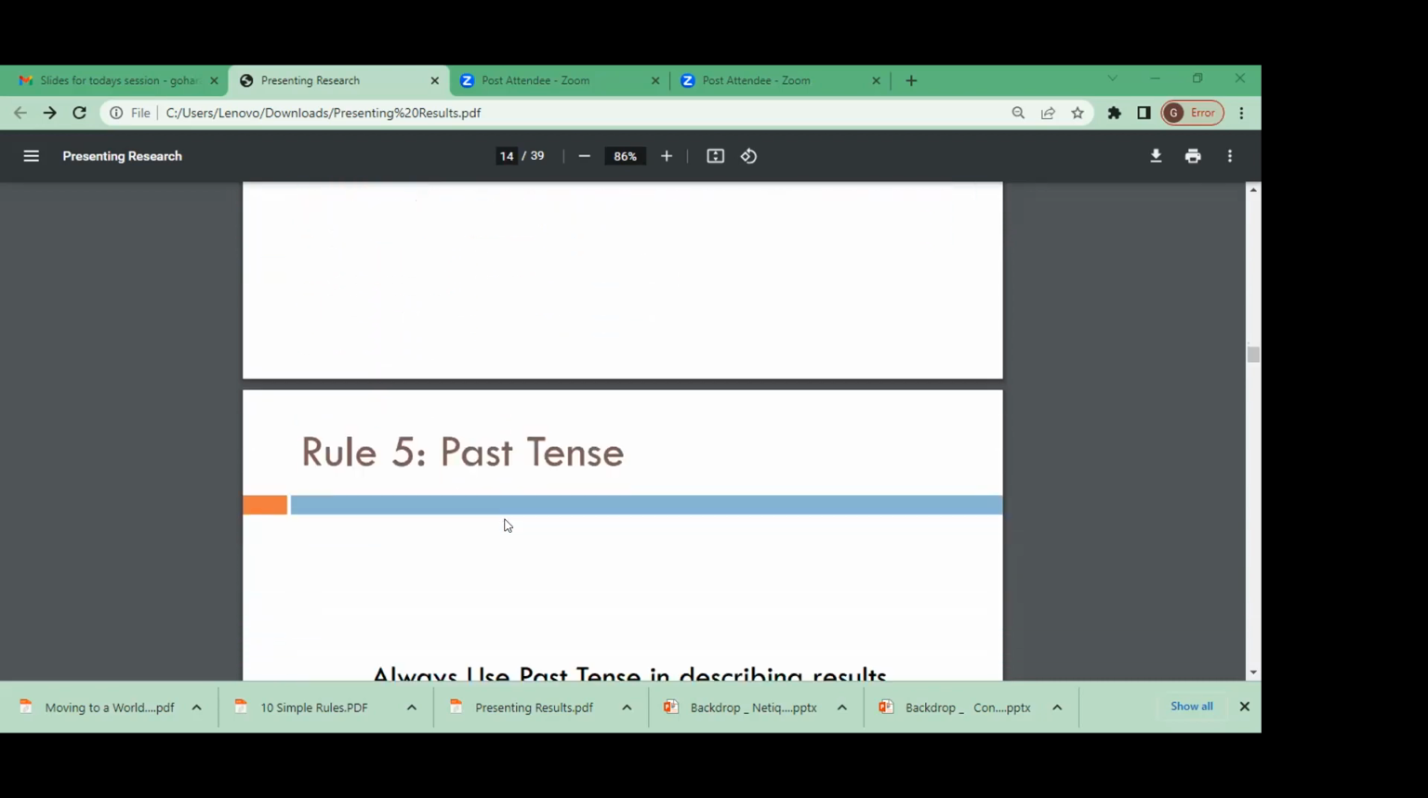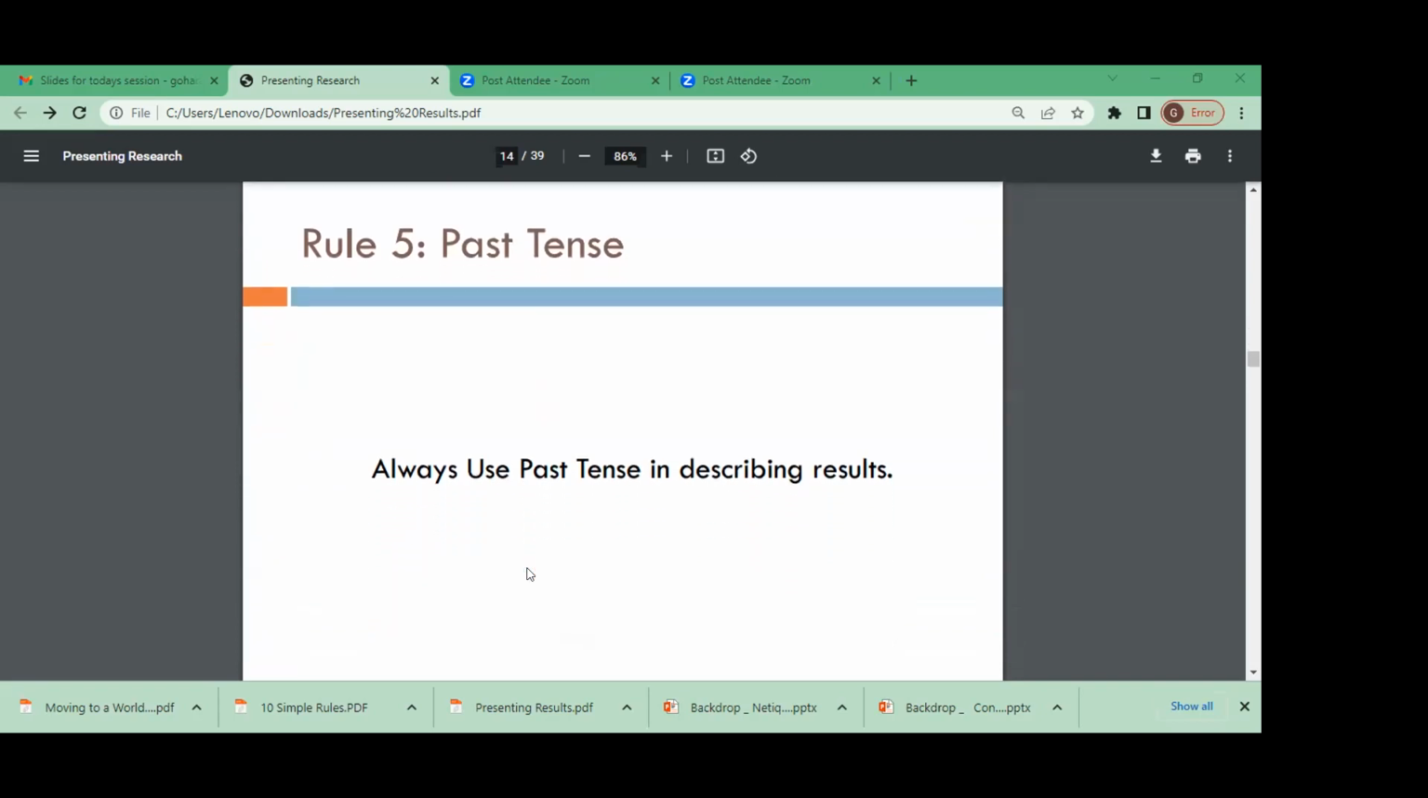Rule number 5 is to use the past tense. While you're writing and describing, you use the past tense, because your research has already been done and now you are just reporting your research.